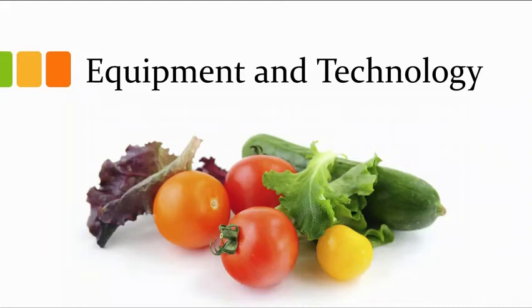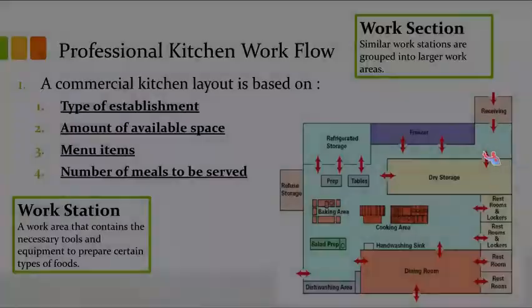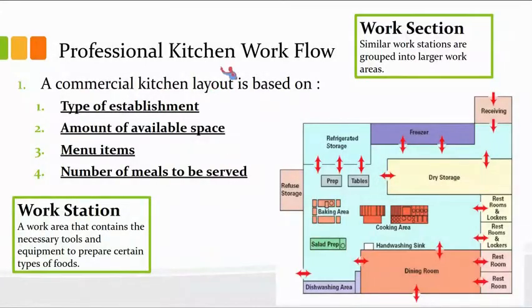Hey everyone, we're back and we're talking about the equipment and technology that you would see in the commercial kitchen. So first we're going to look at the kitchen workflow. We know that the commercial kitchen layout is based on these four factors: the type of establishment, the amount of available space, menu items, and then the number of meals to be served. Workflow is essentially how well the kitchen's going to flow together so that there's no interruptions, no potential accidents, and that it just makes for an overall smooth day within the kitchen.